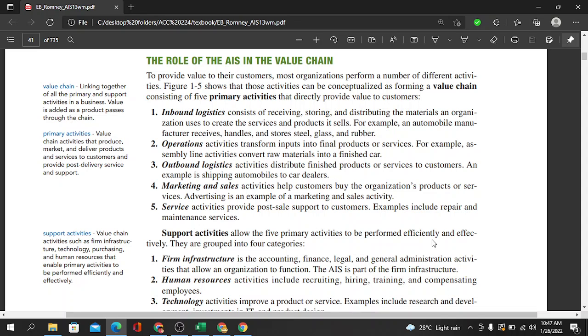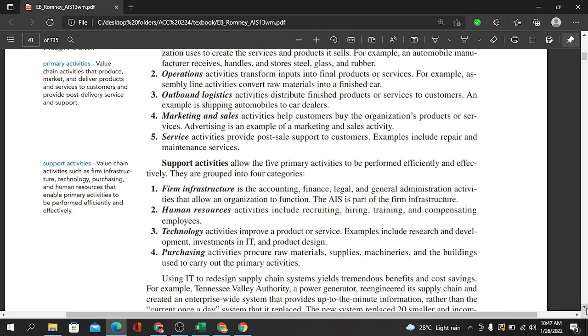While support activities, nag-give support lang. So, accounting is part of support kasi hindi tayo primarily on giving value to the customer. So, nandun tayo sa support. Although wala siya dito nalagay, pero we are part of the support, no? For the infrastructure, we have the human resource, the technology, and the purchasing.